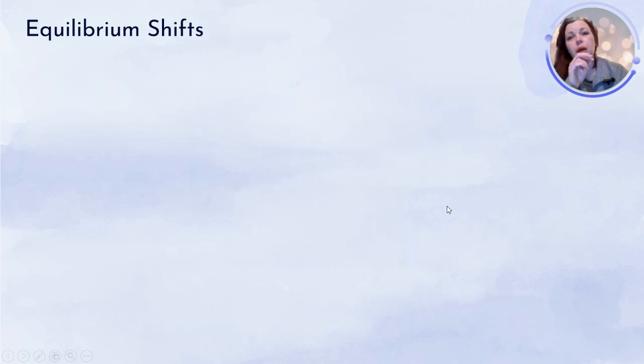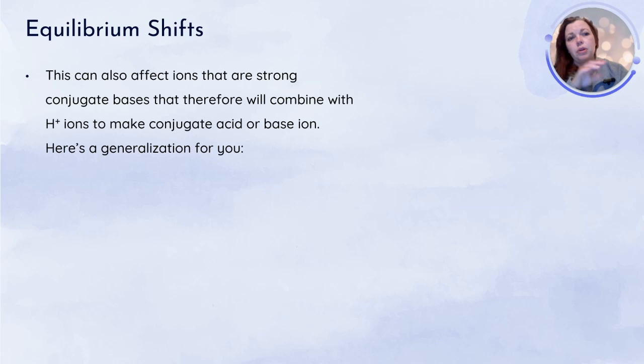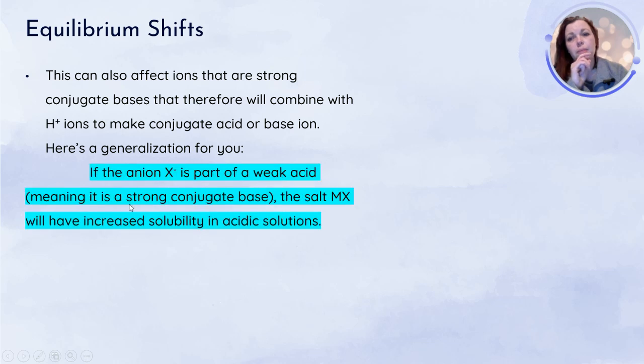Now, there's a second way that pH can affect solubility. This one depends more on the topics that we learned in this unit. So if you have an ion that is a strong conjugate, we particularly think about strong conjugate bases, that therefore will combine with H+ ions to make a conjugate acid, then here's a generalization for you. If the anion X- is part of a weak acid, meaning it has a strong conjugate base, then the salt MX will have increased solubility in acidic solutions.